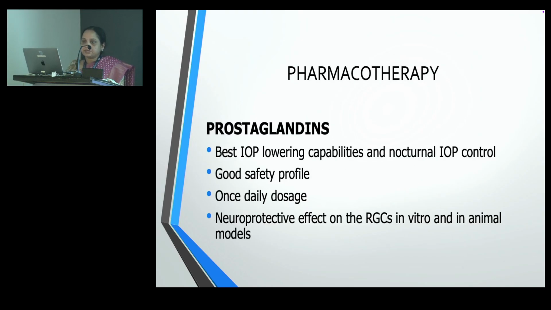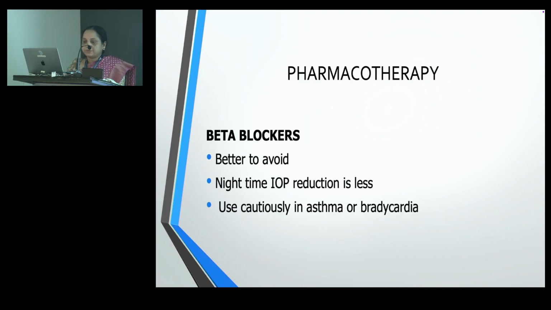Medication remains the mainstay of treatment. Prostaglandins have high efficacy. They control 24-hour IOP, have the best IOP lowering capabilities, and have a good safety profile. They can be used once daily and have a neuroprotective effect on the retinal ganglion cells in animal models. Beta blockers are better avoided as they can cause nocturnal hypotension and nighttime IOP reduction is less. They should be used cautiously in bronchial asthma and bradycardia.